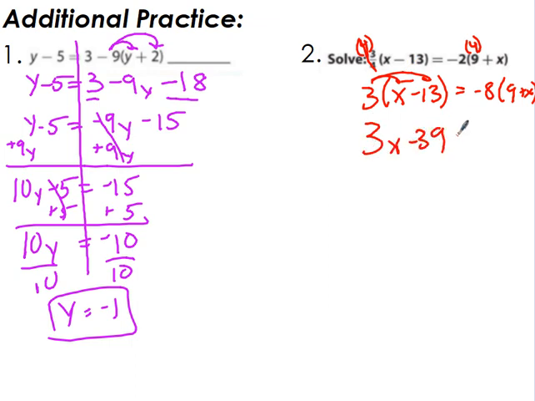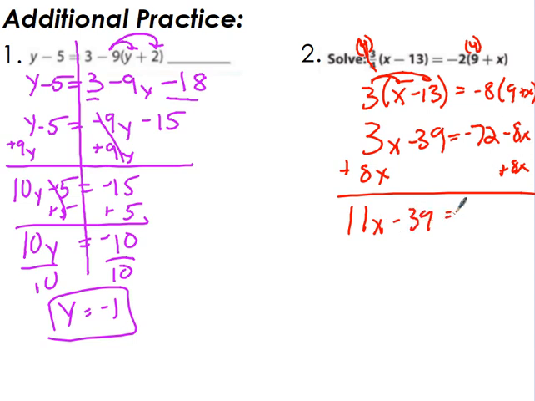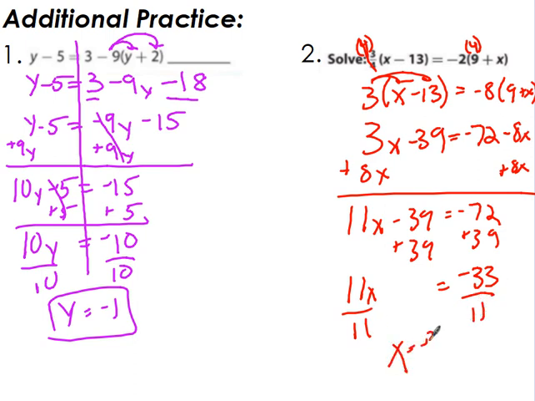So I get 3x minus 39 equals negative 72 minus 8x. And then again, I get to solve. Add 8x to both sides. I get 11x minus 39 equals negative 72 plus 39. So 11x equals negative 33. So when I divide by 11, I get x equals negative 3. Okay, so that's it.